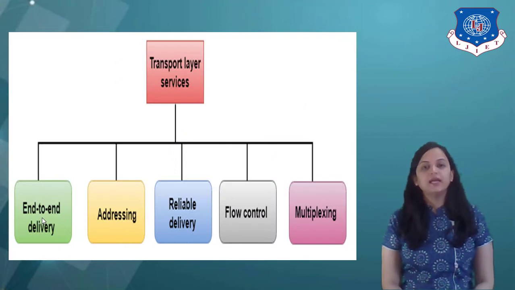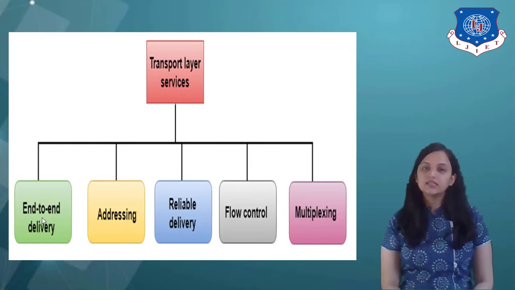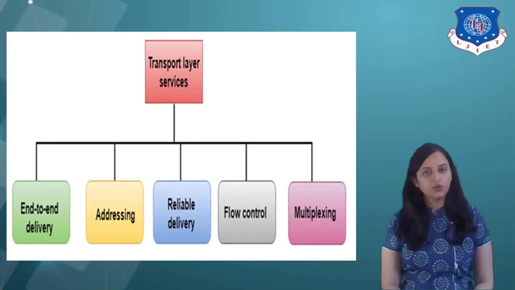Now, let's see the basic transport layer services. As you can see in this diagram, the first service is end-to-end delivery. The second one is addressing. The third one is reliable delivery. Fourth one is flow control. And the fifth one is multiplexing. So these are the basic 5 services at transport layer. Let us understand each service and its role in detail.